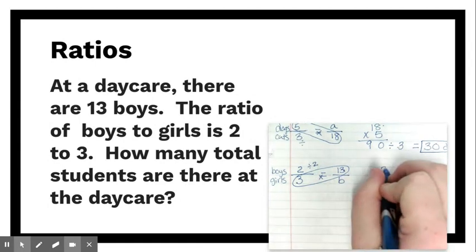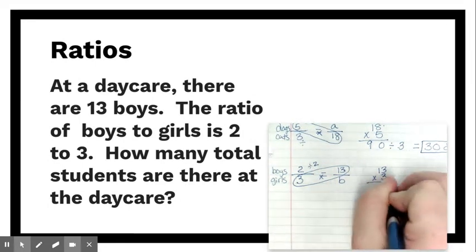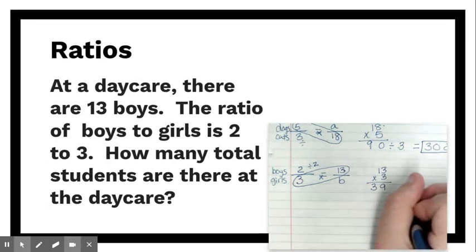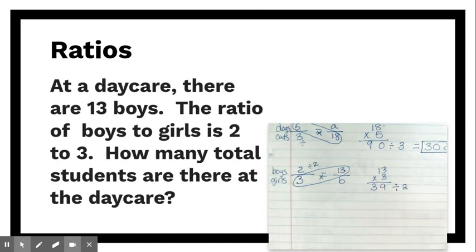Okay, so we have 13 times 3. That's 3 times 3 is 9. 3 times 1 is 3. Okay, and then we're going to divide that by 2. Uh-oh, that didn't come out to a whole number.